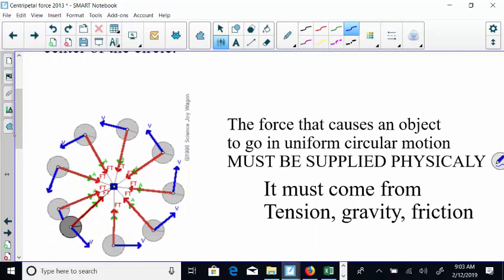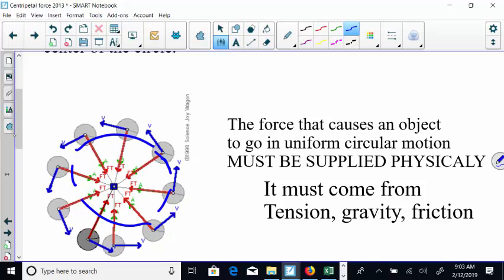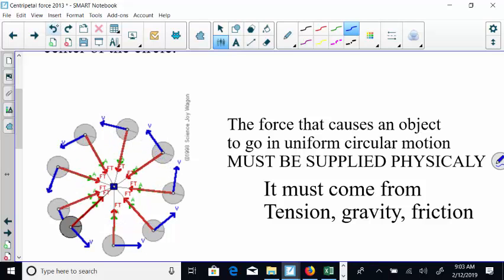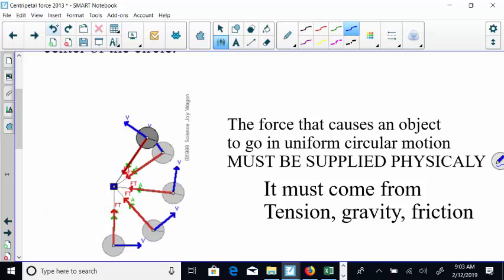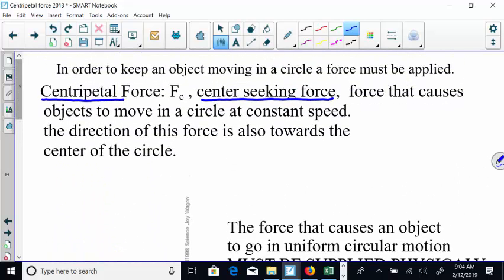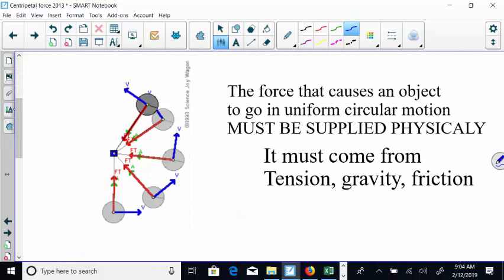That's why if you go to this picture, these red vectors that are in here are the centripetal force. So the centripetal force and the centripetal acceleration are the same. This is the force that must be applied to keep an object moving in a circle. Now I'm going to go down to this.